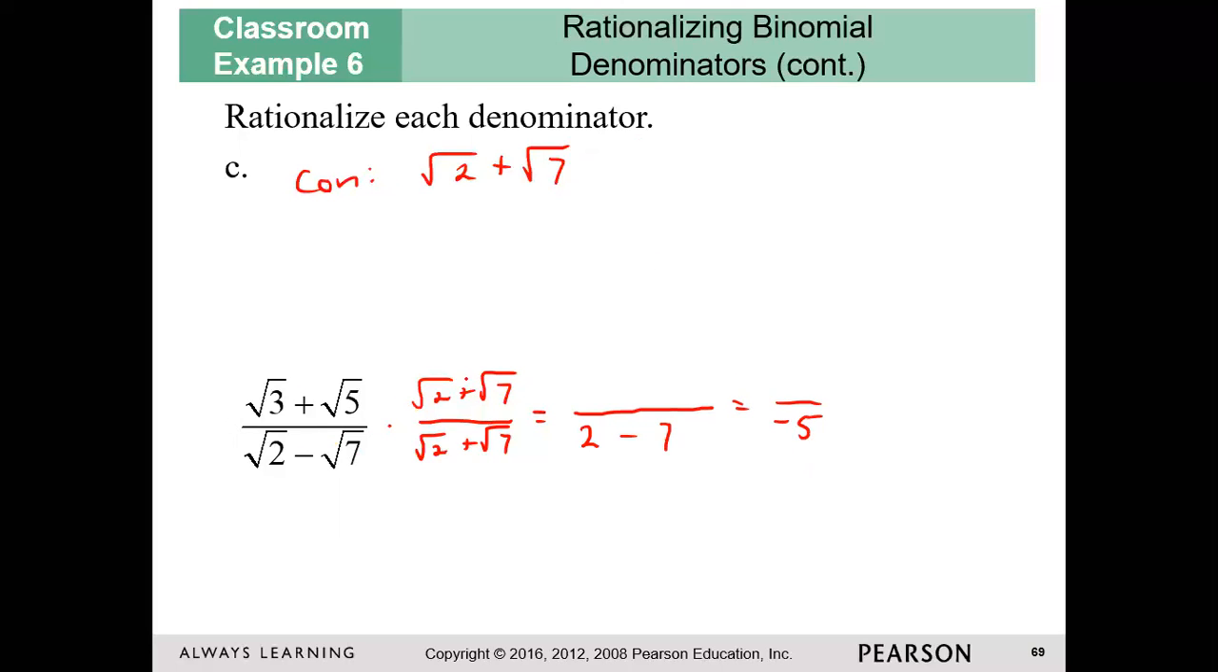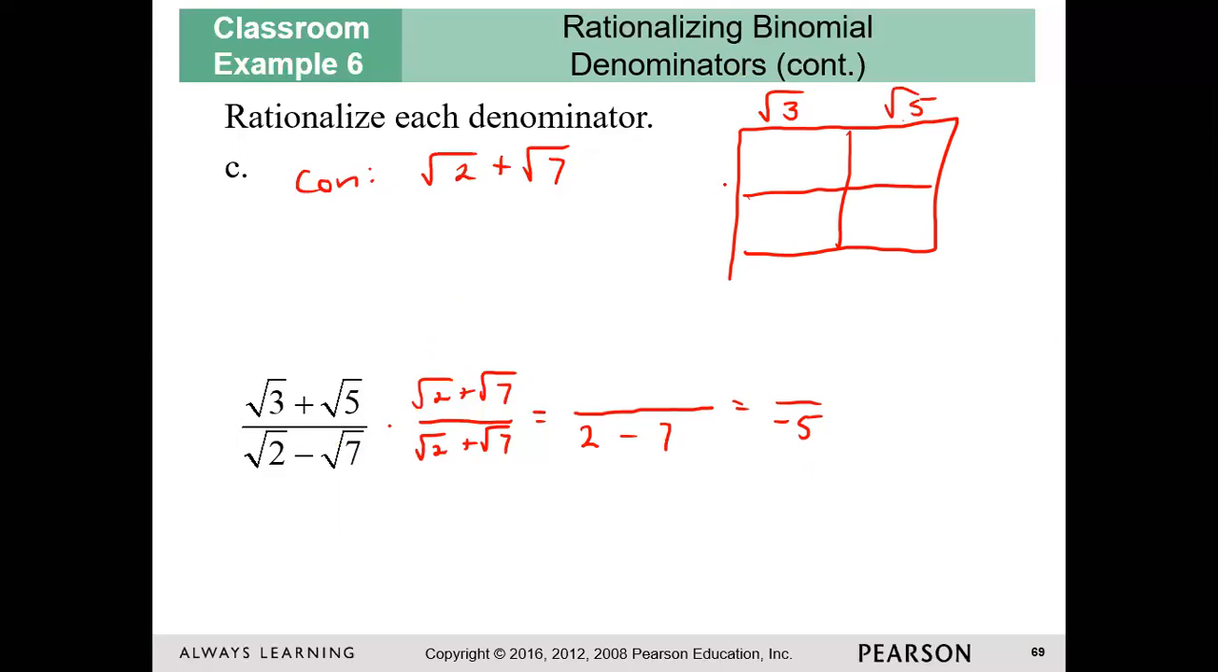The numerator here is pretty tedious. So what I'm going to do is use the box method to make sure I get all my ducks in a row, to make sure I have everything that I need and I don't forget anything. So the square root of 3, the square root of 5, square root of 2, and square root of 7. So this is square root of 6, this is square root of 10, this is square root of 21, this is square root of 35.